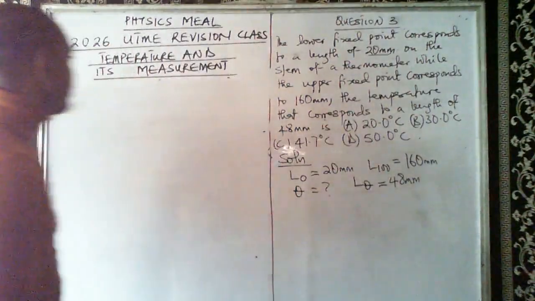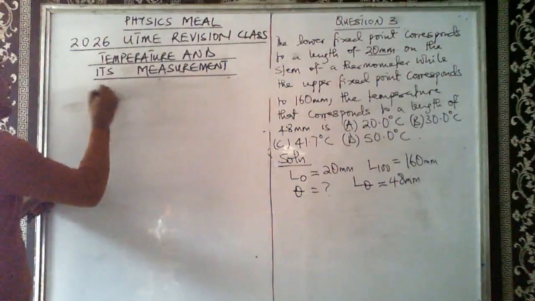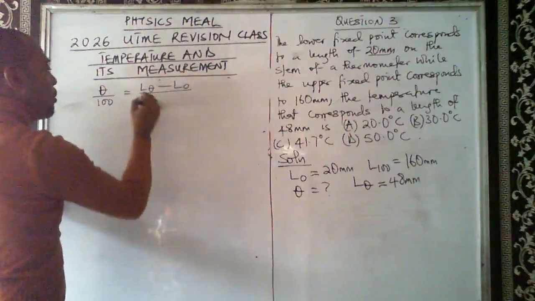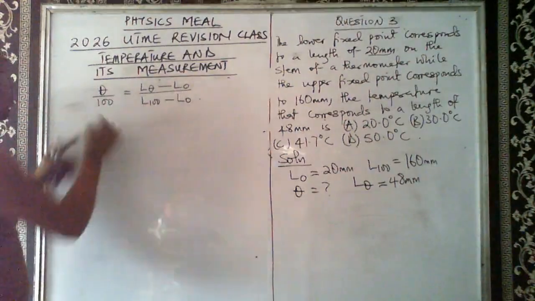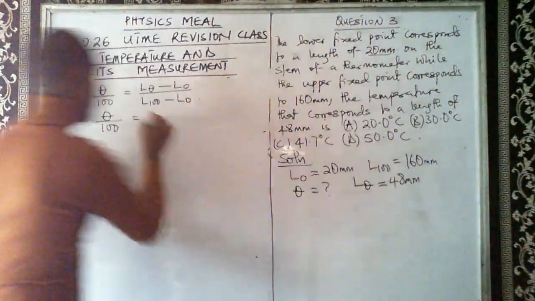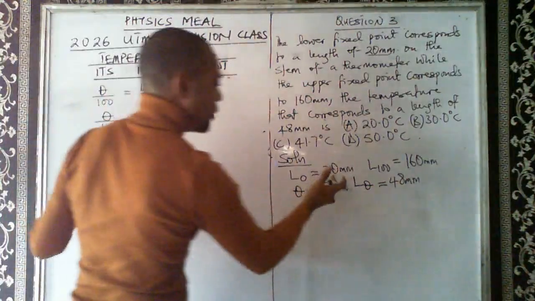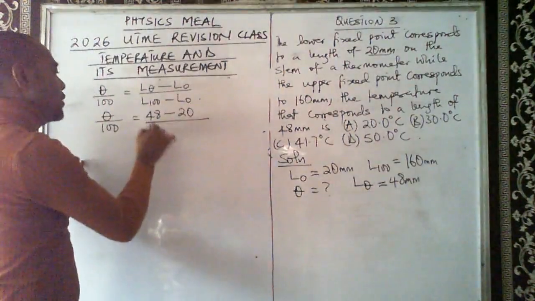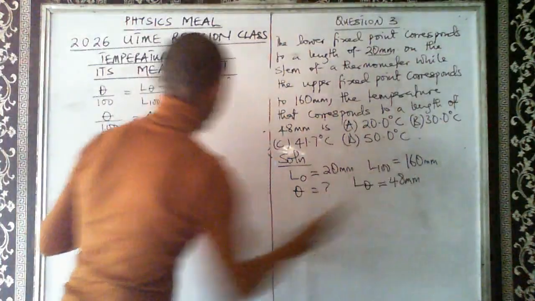That's what the question is saying. So if we invoke our expression, you remember that beautiful formula that theta over 100 is equal to L theta minus L naught, all upon L 100 minus L naught. We're looking for theta, so we leave it as theta over 100. What's L theta? 48. So 48 minus 20, that's what we have there as the length of the lower fixed point. And 160 minus 20, because the upper fixed point length is 160.